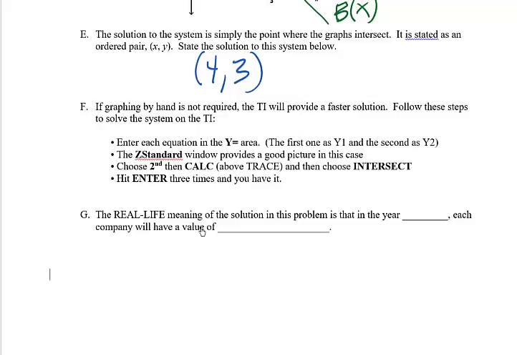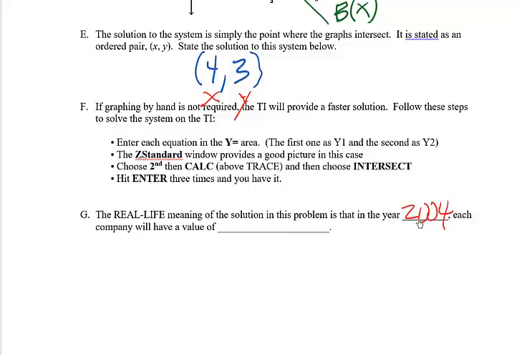Finally, to finish this problem off, we're simply being asked to interpret our answer. What's the meaning of this 4, 3 in this real-life problem? Well, of course, the key is to remember that the 4 is an x, and the 3 is a y. X stood for the number of years since the year 2000. So 4 means 4 years since 2000. In other words, 2004. We're talking about something that happened in the year 2004.